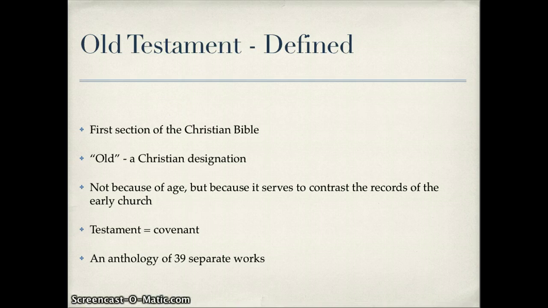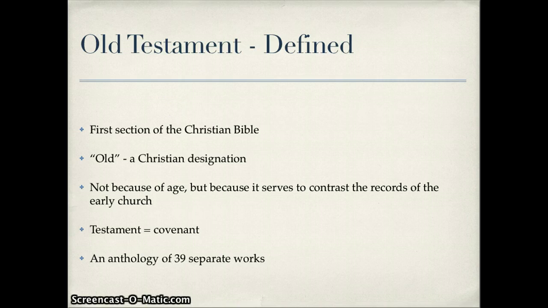Once again, it's the first section of the Christian Bible. Jews don't refer to this section of the Bible as the Old Testament. In fact, Old Testament is a Christian designation, and it's not because of age. It is not because it is ancient, although, yes, it is. But it serves to contrast the records of the early church, that testament that was written by the early church that describes the life of Jesus and the life of the early church.